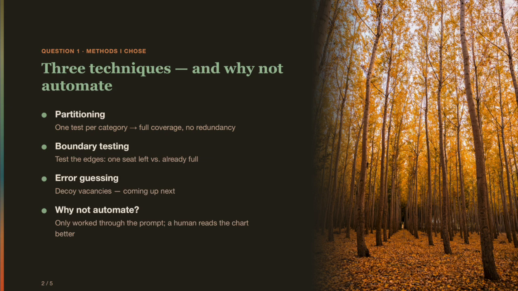The second method was boundary testing. I used this for the company's capacity limits. For example, I tested transferring someone into a group with exactly one opening. Then I tested transferring someone into that group when it was already full. These limits matter because off-by-one errors almost always show up right at the boundaries. The third method I used was error guessing. Honestly, this turned out to be the most interesting method for me, and I'll talk more about it in a bit.